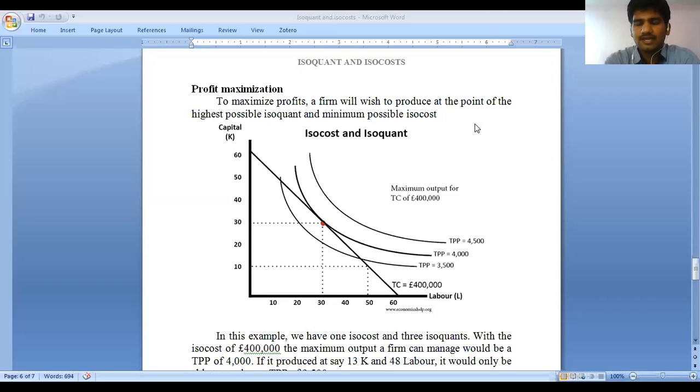So I already explained what is ISO quants and ISO cost. So how are they going to be related to one another? Then here we are seeing about profit maximization. What is the maximum profit? How are we going to get the maximum profit? For that we are seeing this.